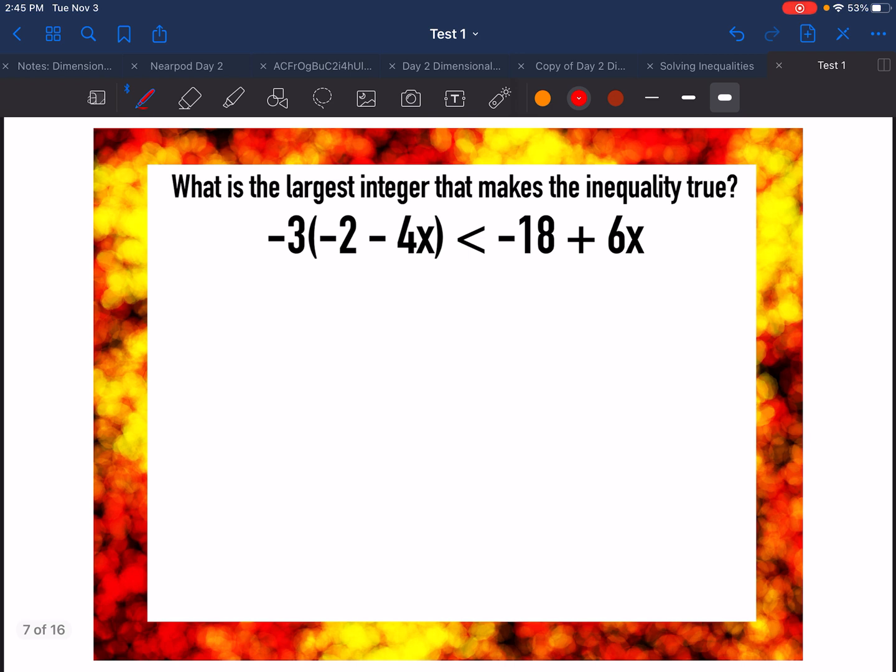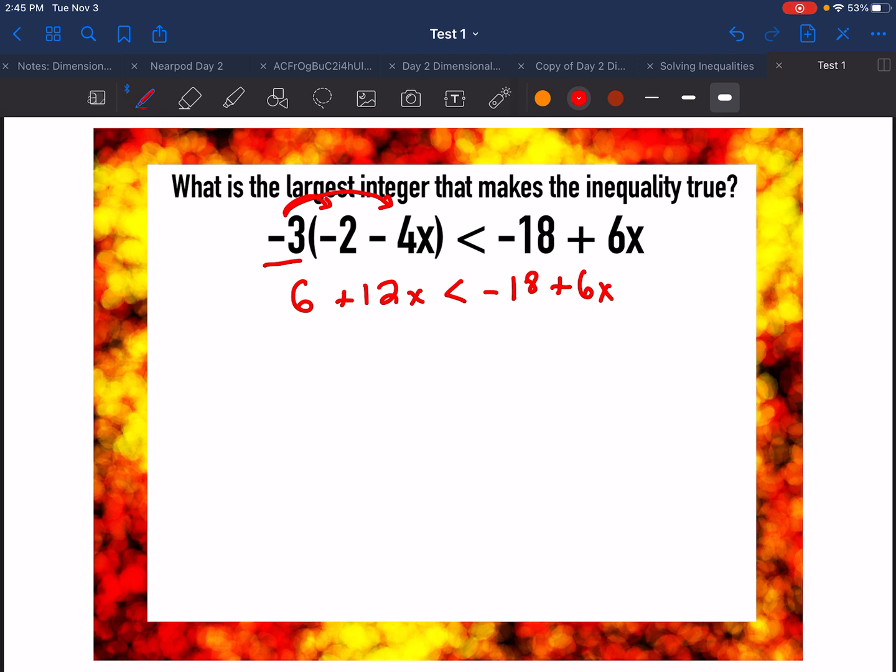All right, so this one has a tricky set of instructions. They want the largest integer that makes this inequality true. Let's start by just solving for x. Again, I see a number outside of parentheses, so I'm going to distribute. Negative 3 times negative 2 is positive 6. Negative 3 times negative 4x, positive 12x. Bring down our symbol, which is less than. Bring down negative 18 plus 6x.